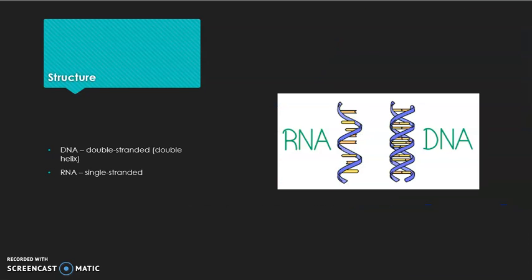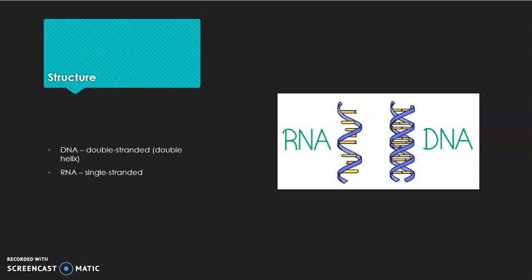Another difference between DNA and RNA is their structure. As you can see in the image, DNA is double-stranded. It is also called a double helix because of the helical shape its strands form. RNA, on the other hand, is single-stranded.